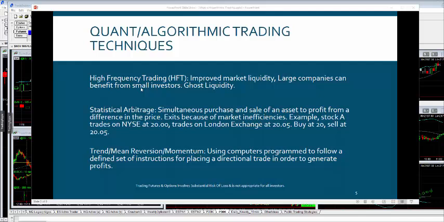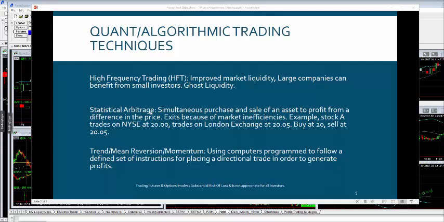When it comes to high-frequency trading, that is something that we do not do. What it does though is, in my opinion, it does improve market liquidity, but there are some negatives to it. In fact, most agree that it's generally a negative term today. Mainly because large companies can benefit from small investors, and then there's also issues with ghost liquidity. But it does provide a purpose, which is improve market liquidity.